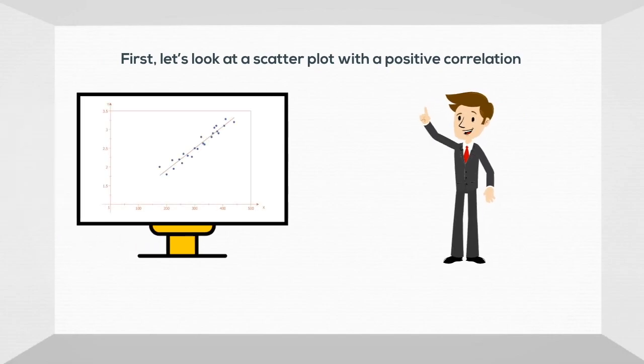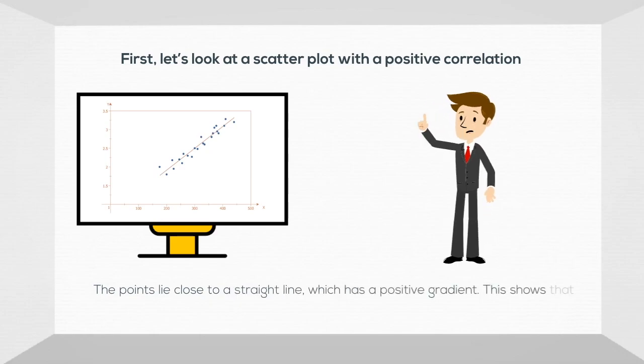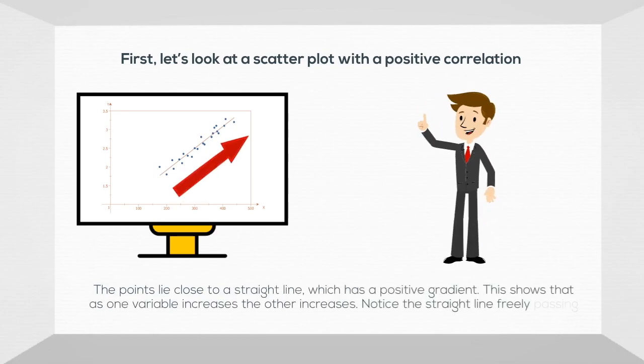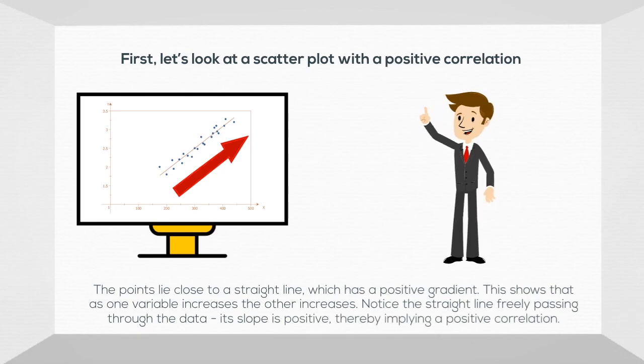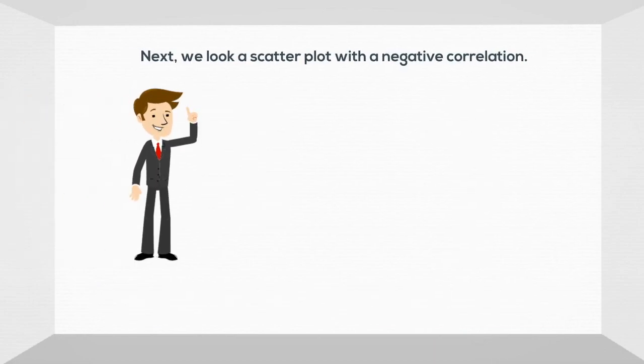First, let's look at the scatter plot with a positive correlation. The points lie close to a straight line, which has a positive gradient. This shows that as one variable increases, the other will increase. Notice the straight line freely passing through the data. Its slope is positive, therefore implying a positive correlation.